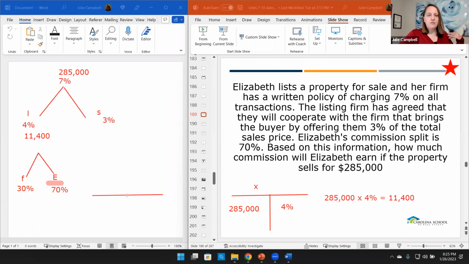Pick up my calculator again, which means if you want, we can use another T-bar. Now we're looking at the total commission. I'm sorry, the side's commission. Rate or percent always goes in the bottom right. Elizabeth's commission's on top. On our calculator, we say 11,400 times 70%. And this has us paying Elizabeth $7,980.